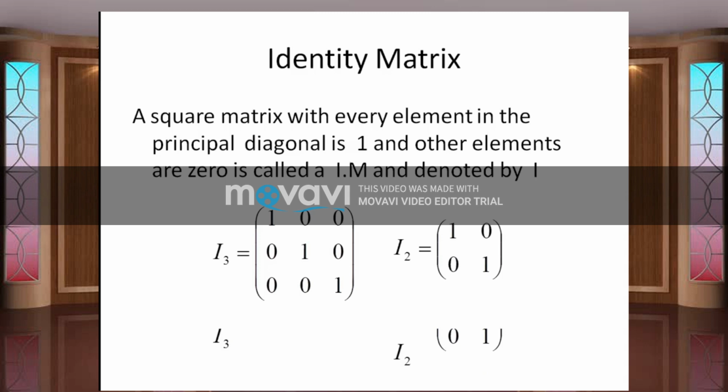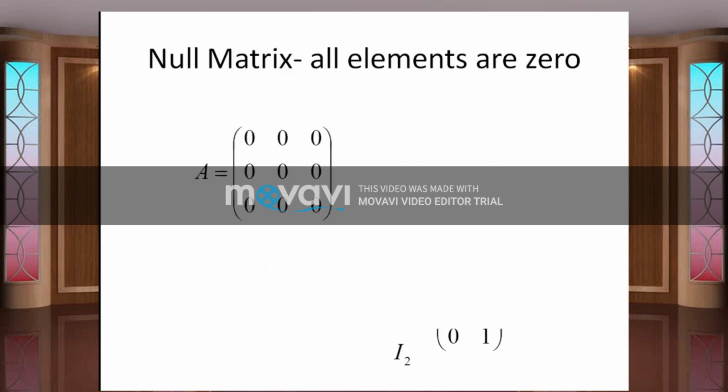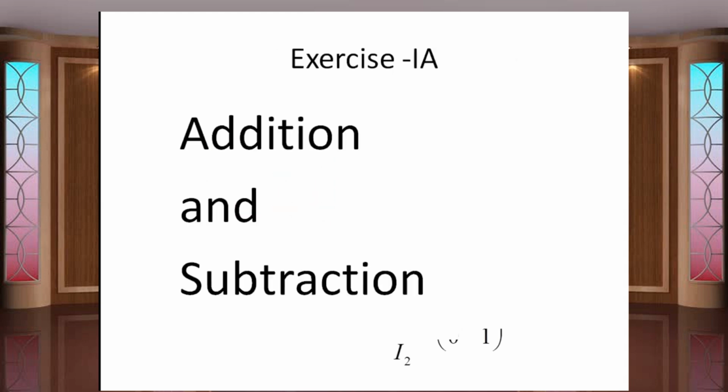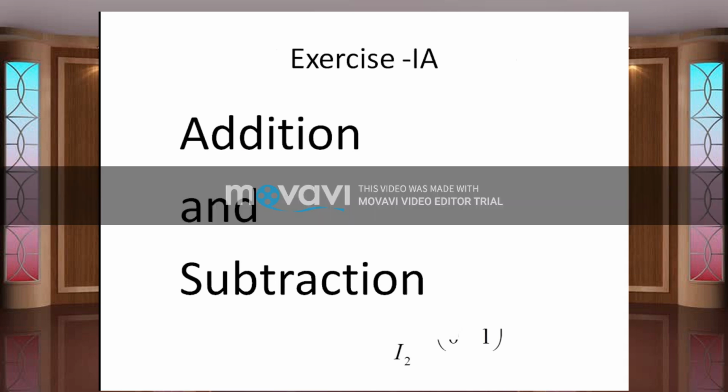Identity matrix. Now, a null matrix, if all elements are 0, is called the null matrix, and the value of the null matrix equals 0. The value of the identity matrix equals 1. You have just learned that. Now I am going to give the idea about the conditions of addition and subtraction.